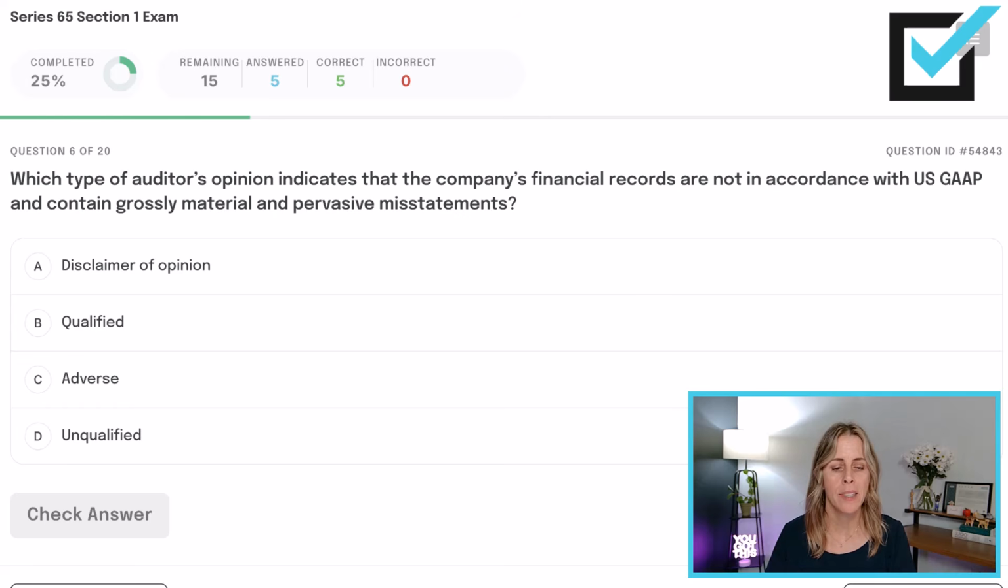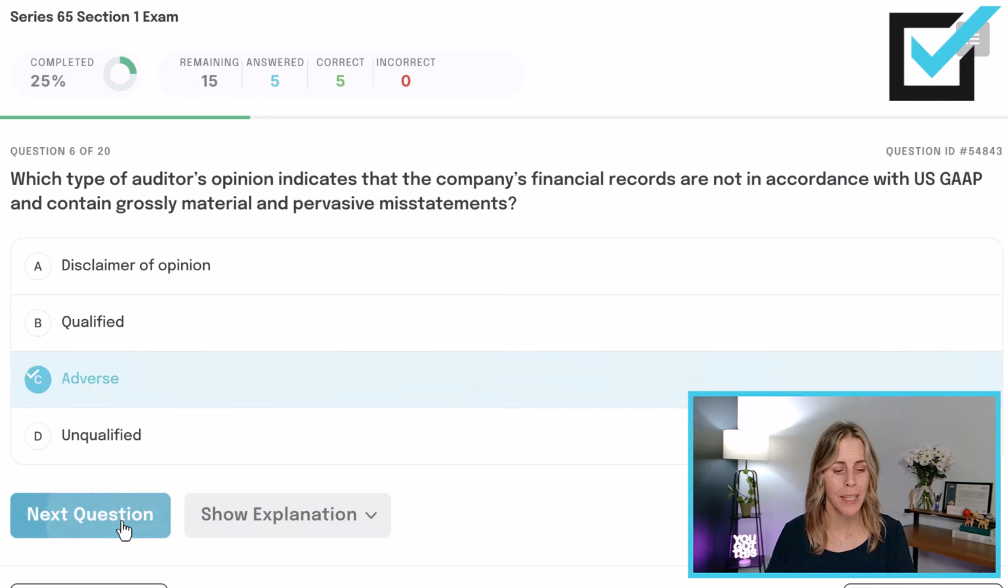Which type of auditor's opinion indicates that the company's financial records are not in accordance with U.S. GAAP and contain grossly material and pervasive misstatements? Disclaimer of opinion, qualified, adverse, unqualified. The worst type of auditor's opinion that you could get as a publicly traded company would be an adverse opinion. An adverse opinion indicates that the company's financial records are not in accordance with U.S. GAAP and contain grossly material and pervasive misstatements. An unqualified opinion is the best opinion. Sounds funny, I know.